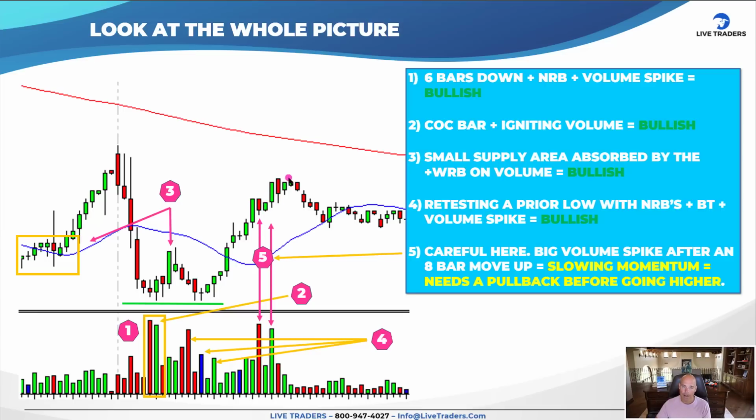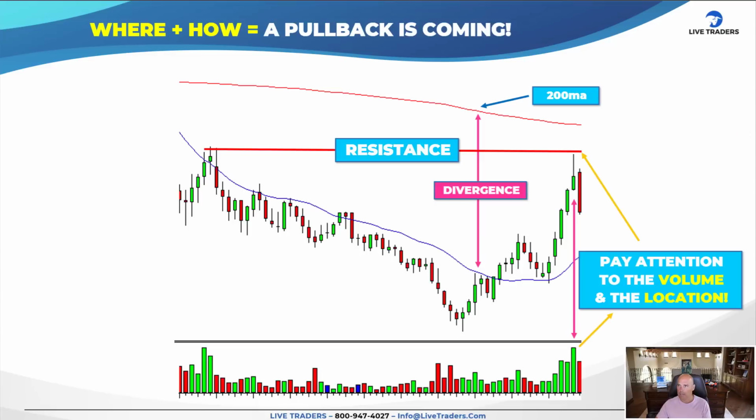Does it go a little higher? Yeah, it goes a little higher, and then that's it. It's over after that. Okay? So look at the whole picture. Where, plus how a pullback is coming. Right. So what do we have?